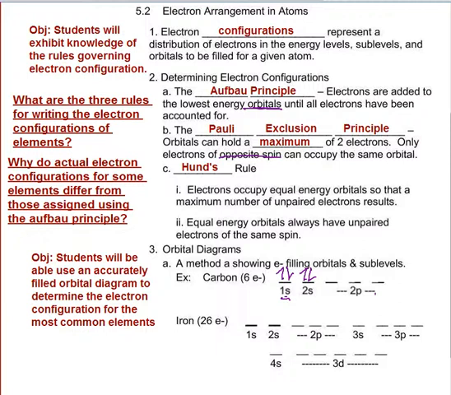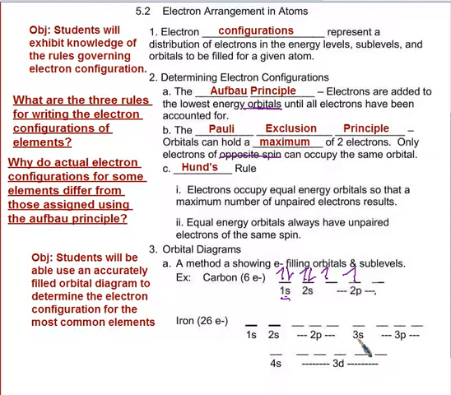Then we move on to Hund's rule because we still have 2 electrons to go. And electrons occupy equal energy orbitals so that a maximum number of unpaired electrons results. Well, we only have 2 electrons left, so they're going to have to go into their own separate orbital. Now that's carbon.